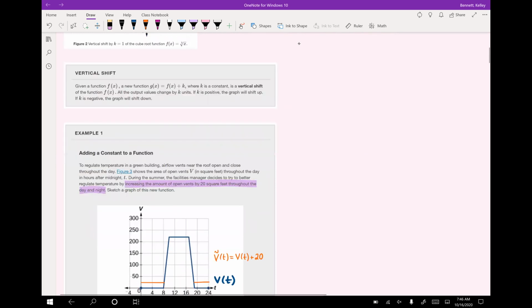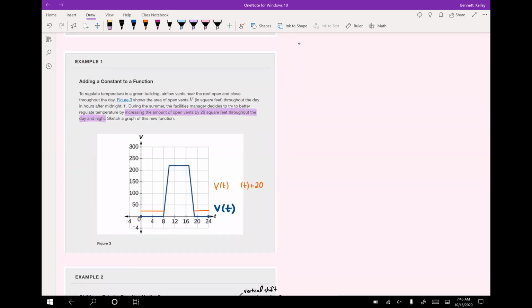All right, so next, from a graph, we want to see how we can shift vertically. We kind of just did that, but let's do another example here. To regulate temperature in a green building, airflow vents near the roof open and close throughout the day. This graph, figure 3, shows the area of open vents, V, in square feet throughout the day, in hours after midnight, T. During the summer, the facilities manager decides to better regulate temperature by increasing the amount of open vents by 20 square feet throughout the day.